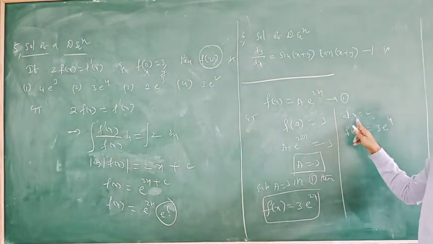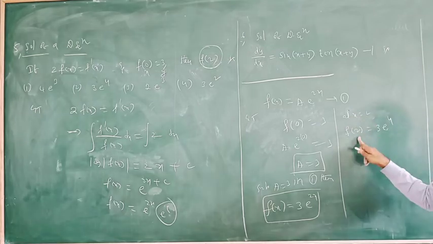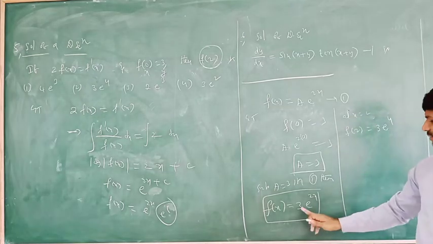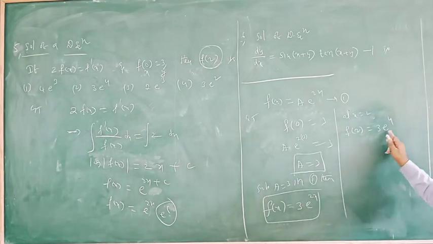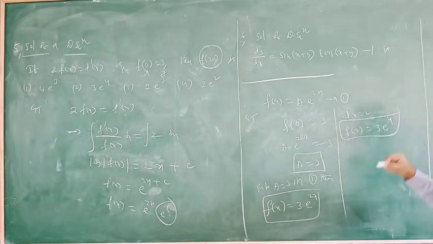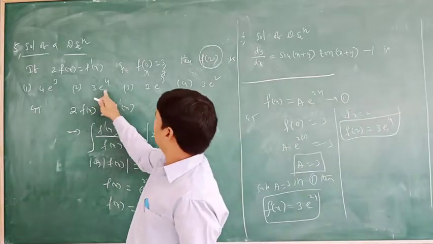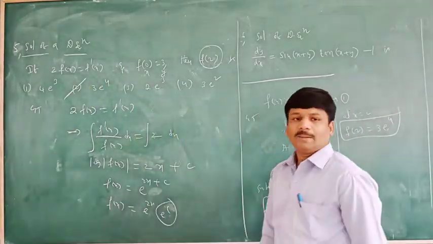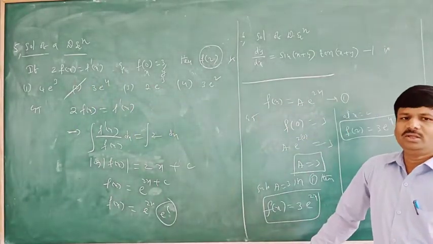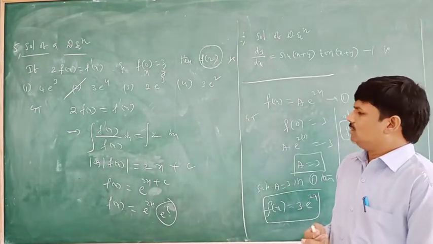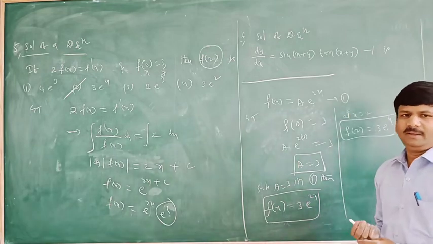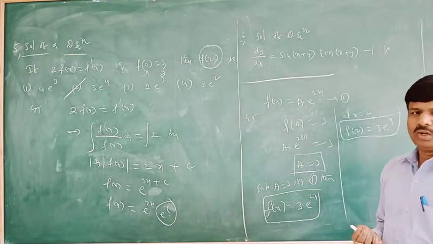We have to substitute x equal to 2 to get the f of 2 value. Substitute in the particular solution. I got 3 into e power 4. So this is our answer. The f of 2 value is 3 into e power 4. This is option 2. This question is a little bit different, that is why you have to solve these types of questions very carefully. Okay, clear? I hope you understood this one.